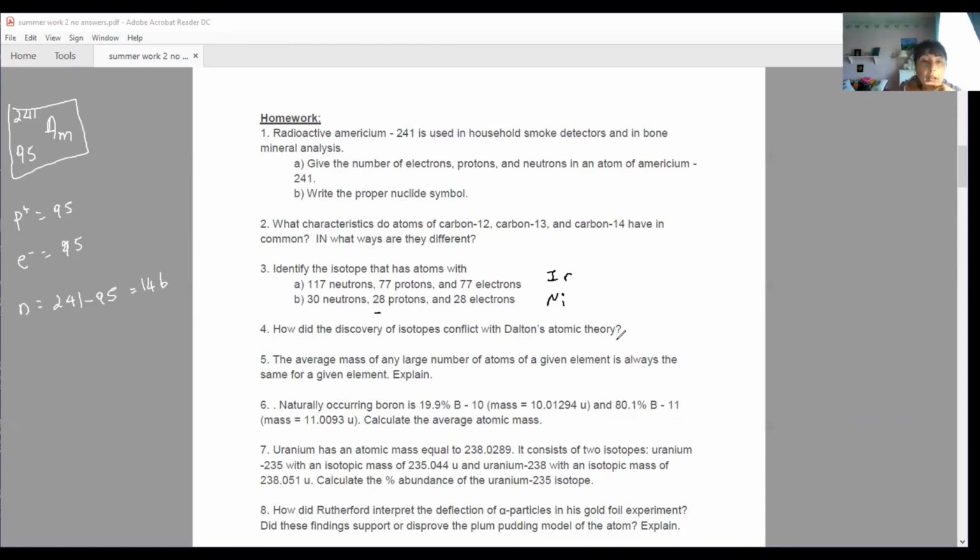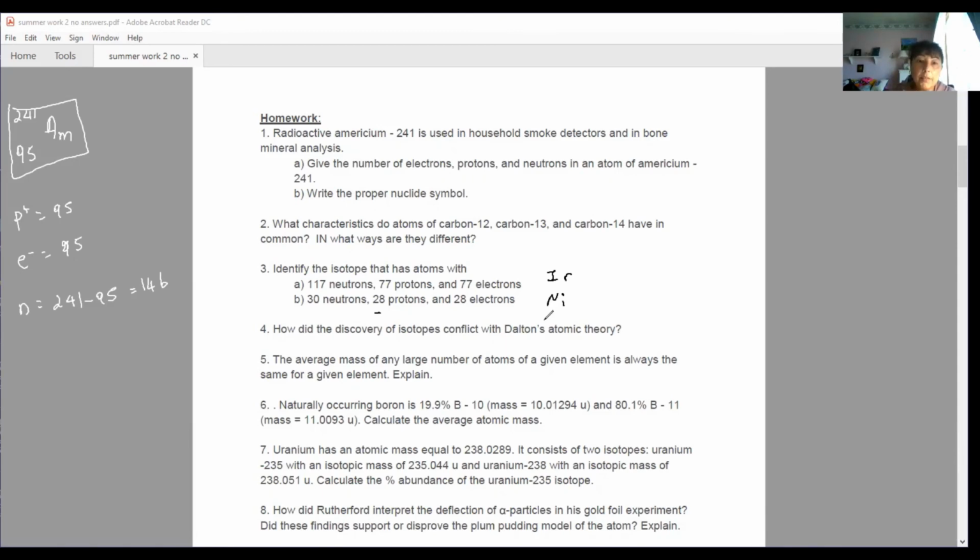Then number 4, how did the discovery of isotopes conflict with Dalton's atomic theory? He didn't believe in the existence of isotopes because one of the postulates said every element in the same family, every component of the family of the particular atom, has to be exactly the same. And it's not true because every element can be part of the same family, but they contain different numbers of neutrons, so that is not true.